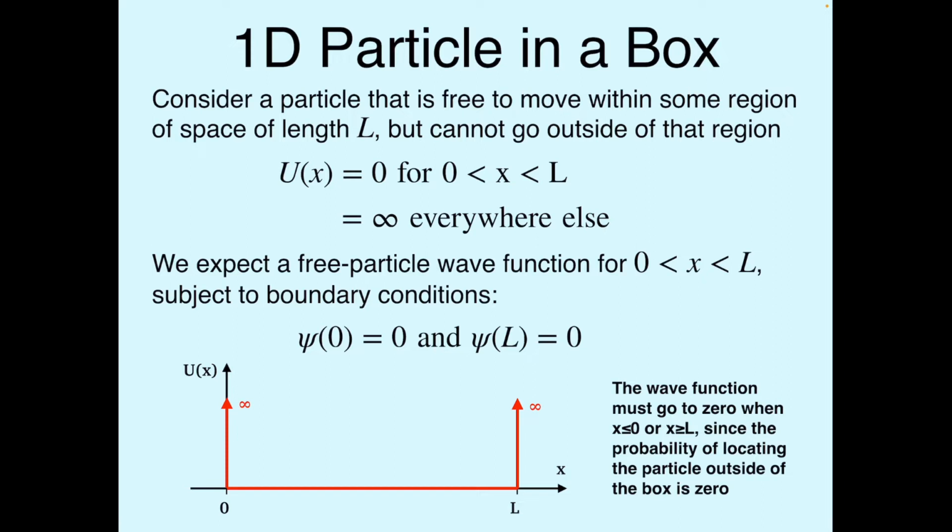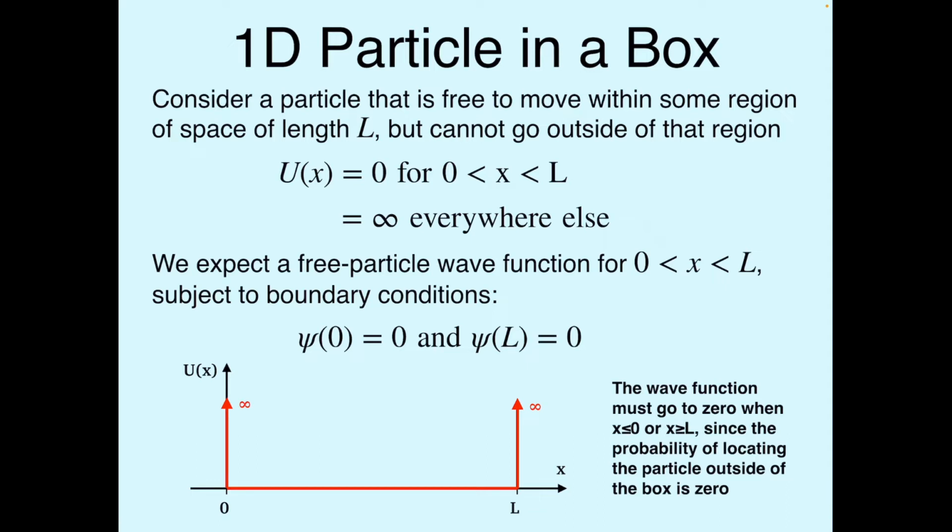As far as outside of the box, we expect the wave function just to be 0, because remember, the wave function gives you the probability of locating the particle within a certain region. And if we're saying the particle cannot be located outside of the box, like over here or over here, well, then the wave function has to be going to 0.